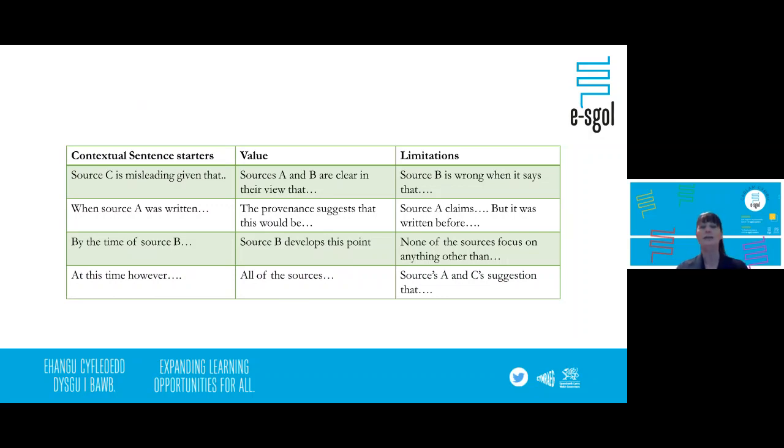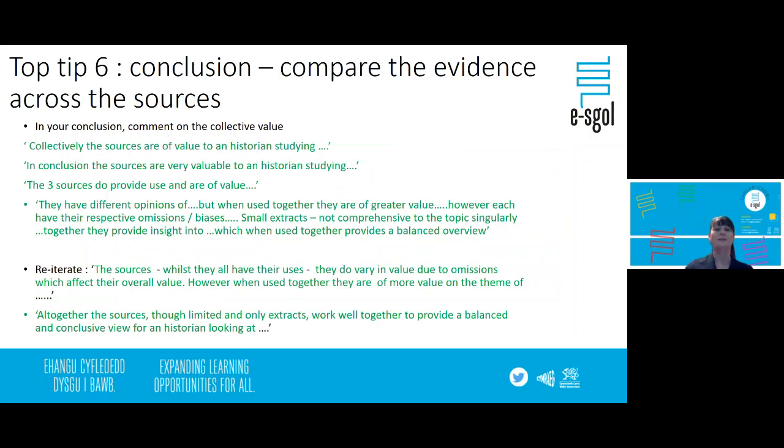So that is putting it into context and showing the examiner that you know what is going on at the time. If you're looking at the value of the source, you could be saying source A and B are clear in their view that, or the provenance suggests that, or source B develops this point, all of the sources. And if you're looking at limitations, you could be using sentence starters such as source B is wrong when it says that, or source A claims, but it was written before. None of the sources focus on anything other than, or sources A and C suggest that. So linking of sources is really good as well when you're looking at the limitations and values, if there is a link between them.